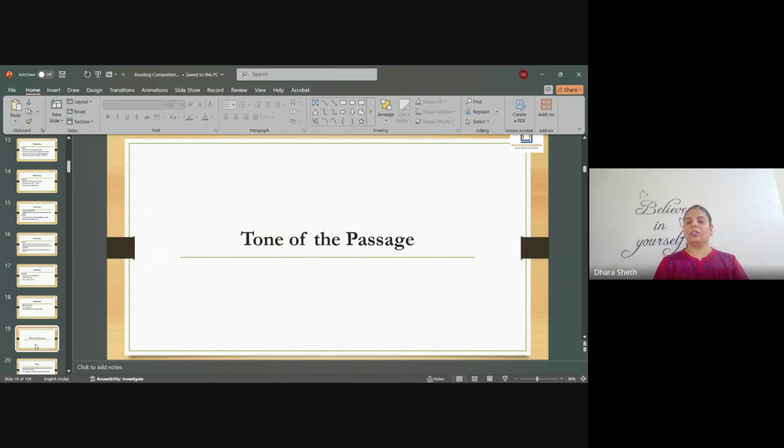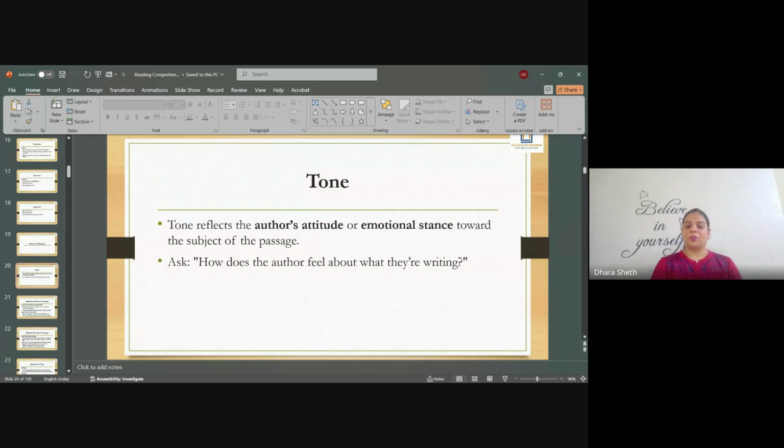So next, for the question, what is the tone of the passage? How do you solve the question which says, what is the tone of the passage? The tone of the passage means what is the author's attitude or emotional stance towards the subject of the passage. Like, what does the author feel when they are writing this passage?